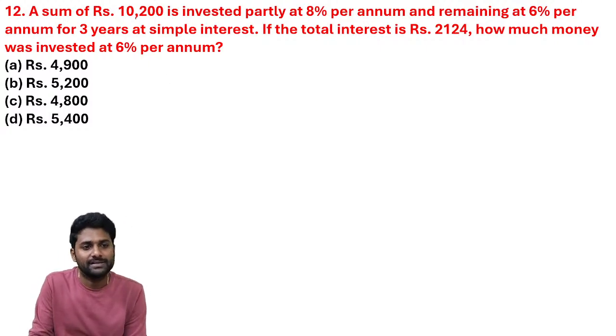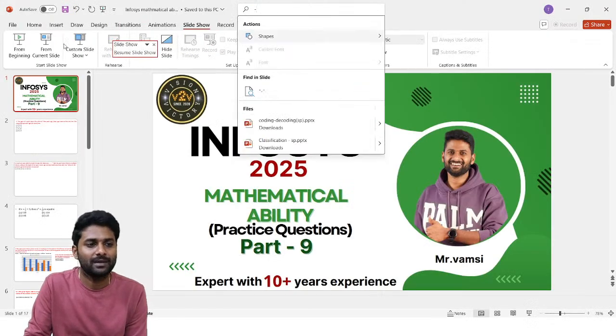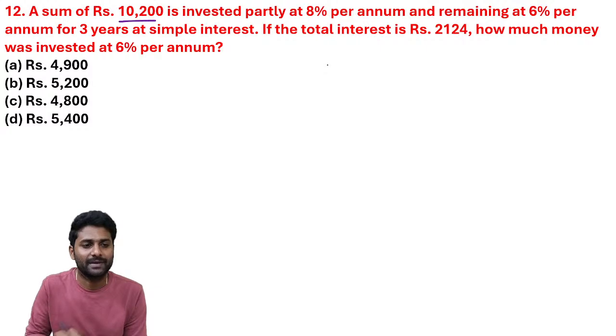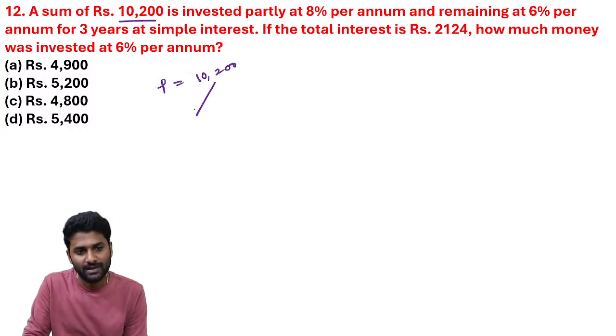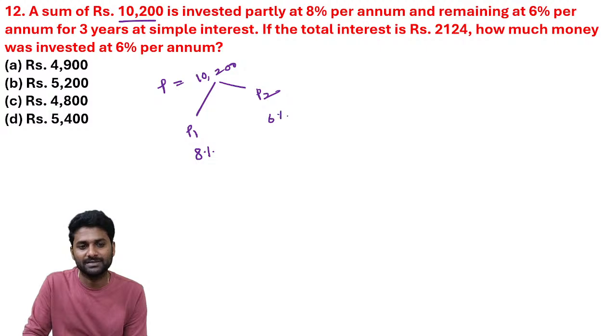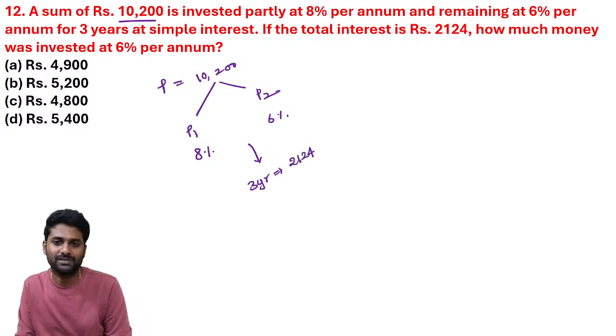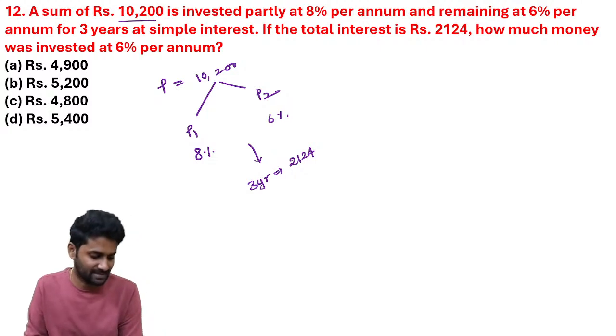You see this question? A sum of 10,200 is invested partly at 8% per annum and the remaining at 6% per annum. So here the principal is 10,200. Let's take one part P1, the other part P2. So one part is invested at 8% per annum, the other part at 6% per annum. And after 3 years, it will generate 2,124 rupees. How much money was invested at 6% per annum?